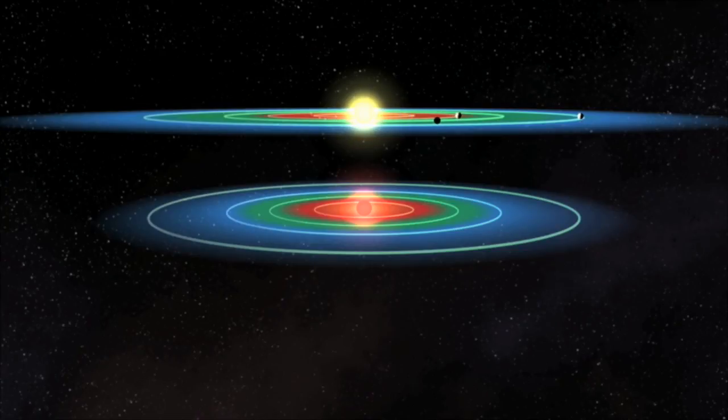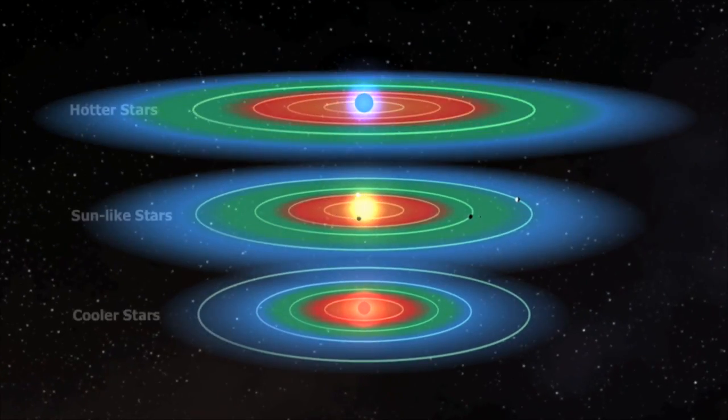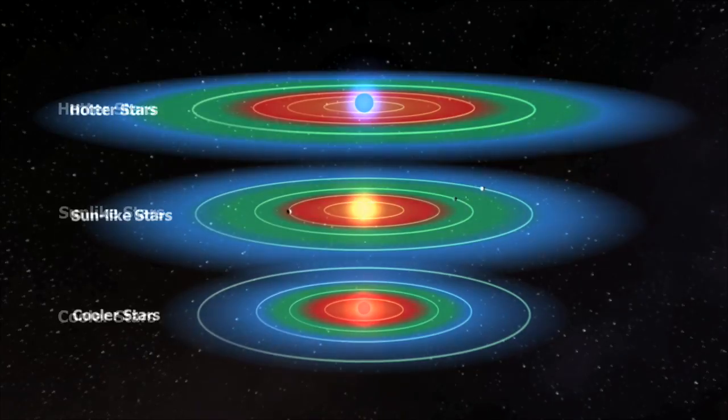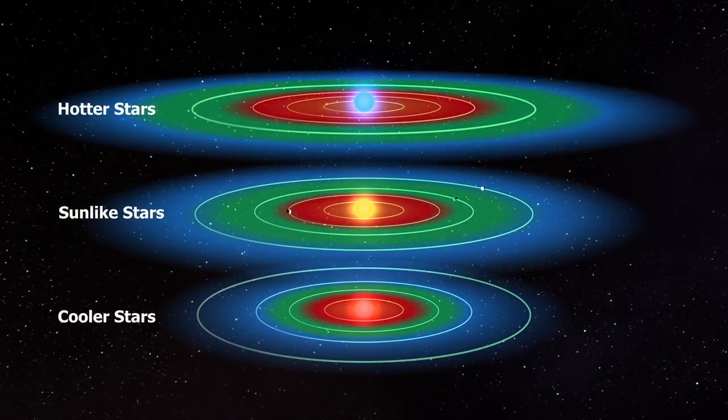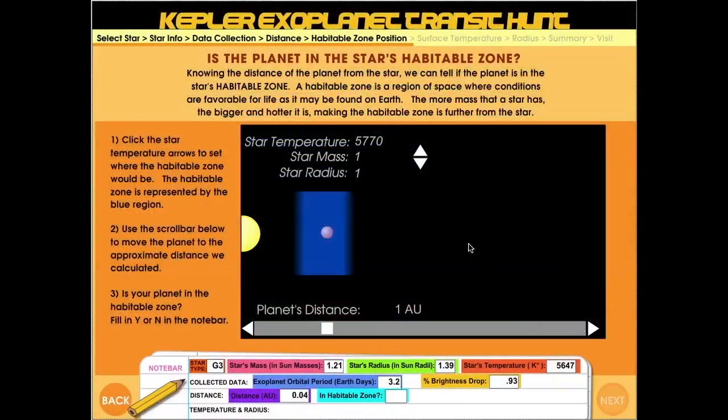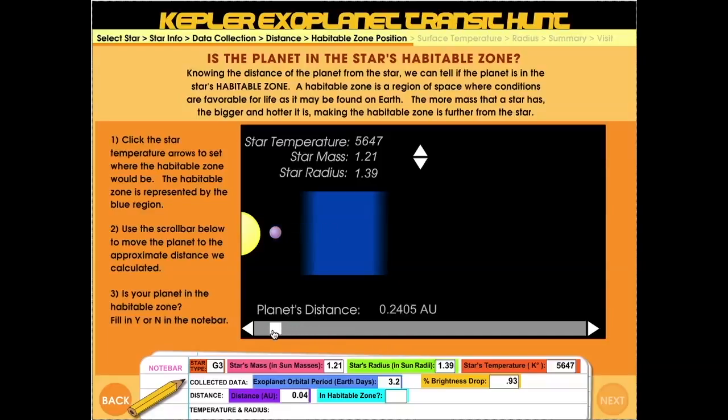What other factor besides distance from the star affects a star's habitable zone? The star's temperature. The hotter the star is, the further away its habitable zone will be. On screen 6, you adjust two things: the star temperature using the white up and down arrows, and the planet distance using the white sideways triangle arrows.